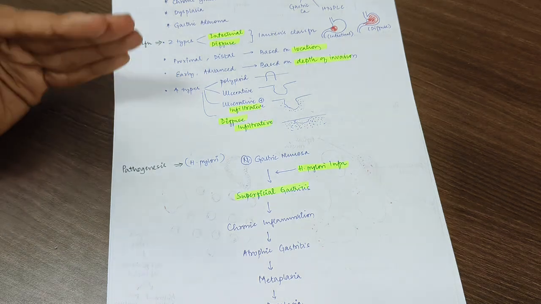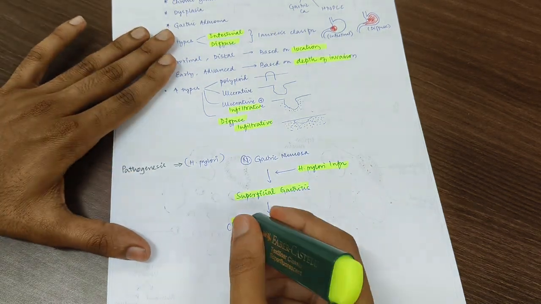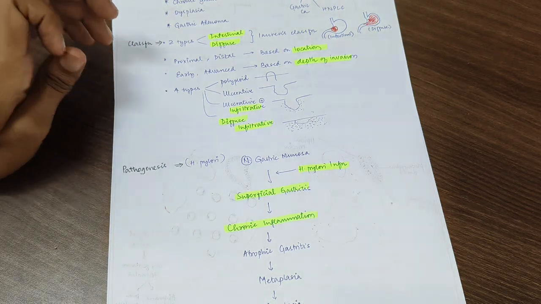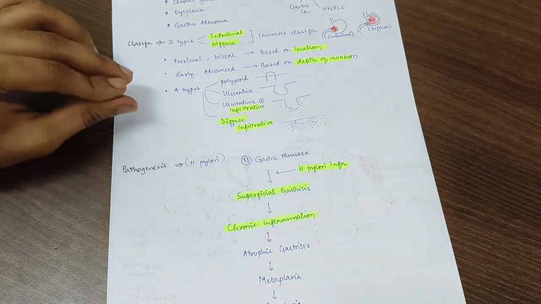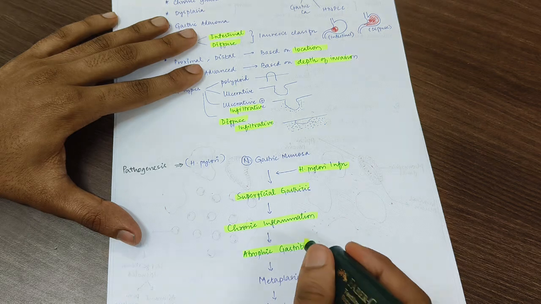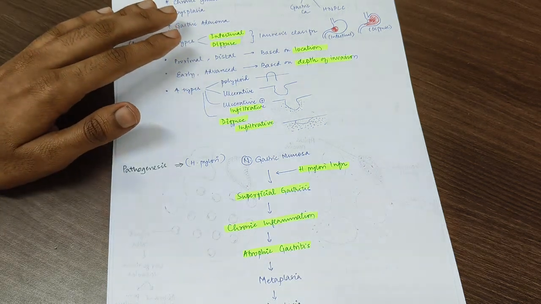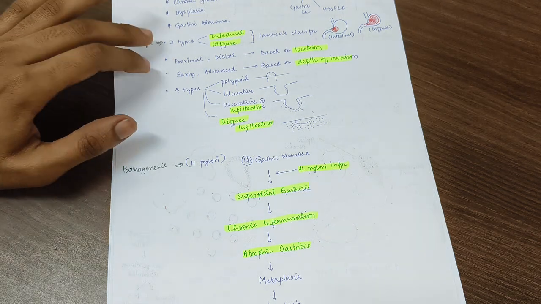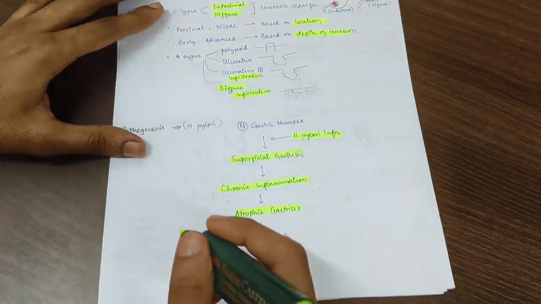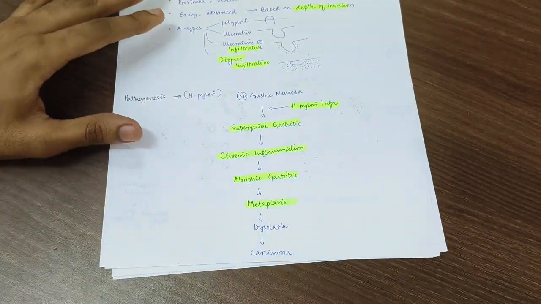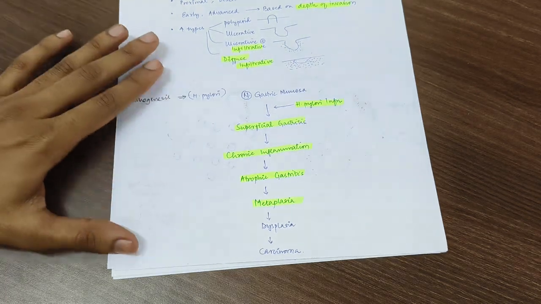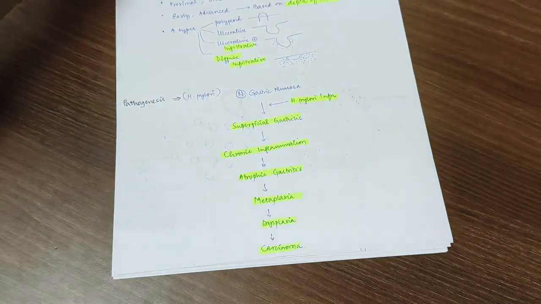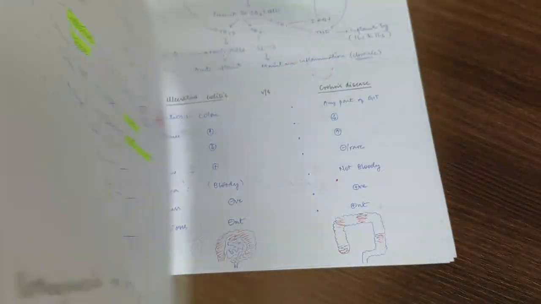And superficial gastritis, after repeated exposure, what happens? It becomes chronic inflammation. If it takes a long course, it is chronic inflammation. What will this chronic inflammation do? It will cause atrophy of the glands, and that's called atrophic gastritis. After this, the particular epithelium is replaced by some other epithelium, and that is called metaplasia. Once this metaplasia is set in, that is a bed for dysplasia, and dysplasia leads to carcinoma at last. So these are the things you need to concentrate on.